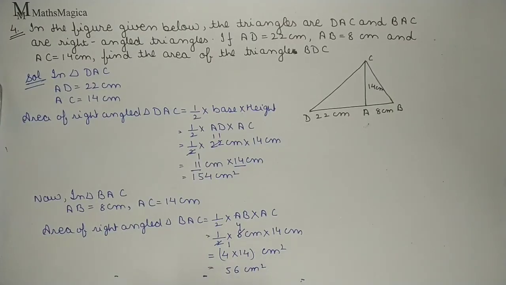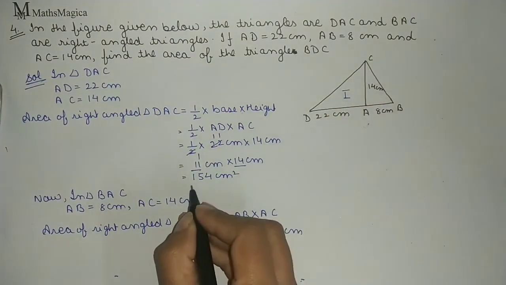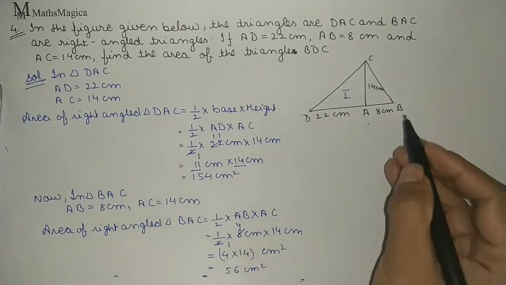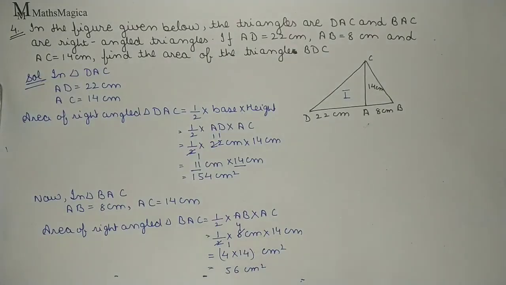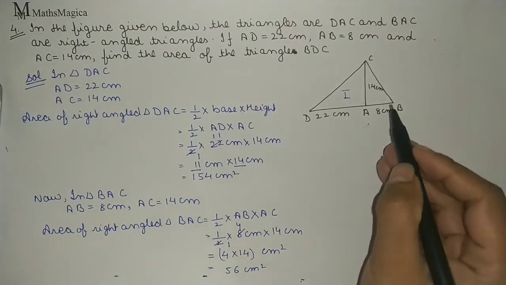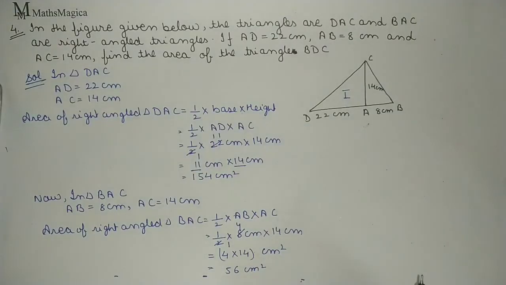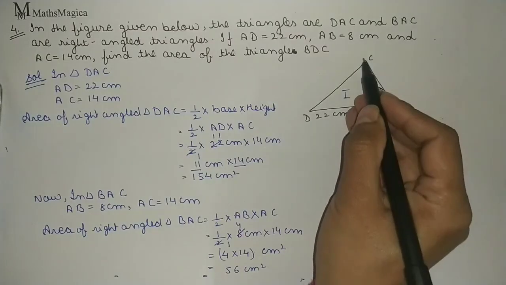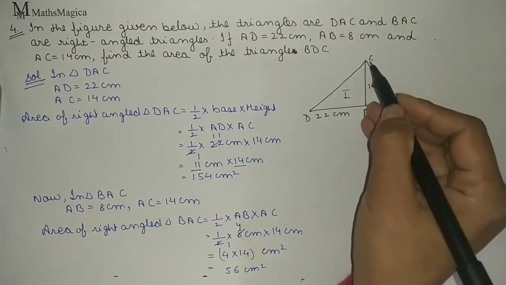This is area of first triangle DAC, that is 154 centimeter square, and area of triangle BAC is 56 centimeter square. Now find the area of triangle BDC. The area of triangle BDC is the area of triangle DAC plus area of triangle BAC.